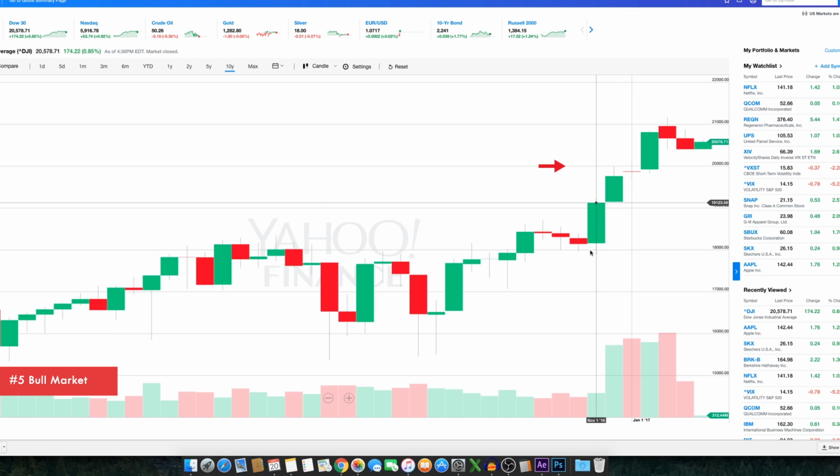A bull market is the opposite. A bull market is when the market is mostly buying, and because people are buying, more people are buying. This is when you see the Dow Jones is green, and when you see the S&P 500 is green. We are currently in a bull market.